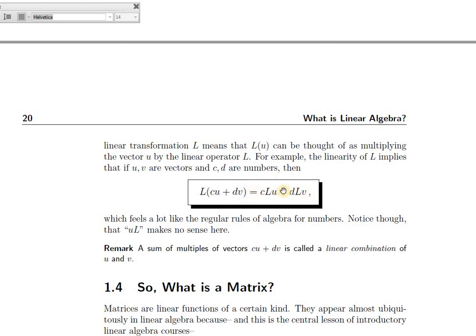Okay, so I mentioned linear combination at the beginning of this video. Here you can see how linear functions act on linear combinations. You can basically take out the constants. It looks like the distributive law. So you're kind of distributing the function into the vectors, right? So that's it for this section.